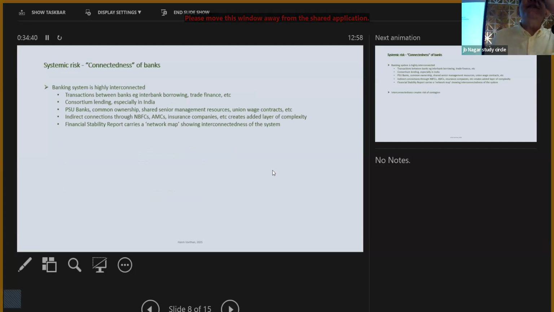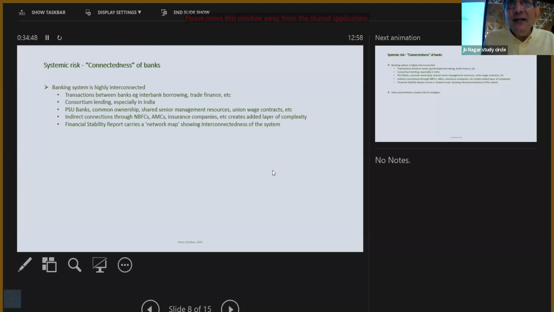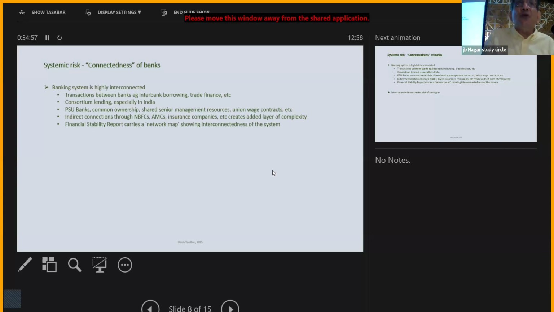RBI publishes every 6 months something called the Financial Stability Report (FSR), and in that report they put something called a network diagram. So they show a diagram of all financial entities in India connected with each other. It's a very nice diagram, and it shows how dense the connection is for banks among themselves and banks with NBFCs, banks with AMCs, banks with insurance companies, and so on and so forth. So it's a very highly interconnected system. And interconnection creates risk of contagion.